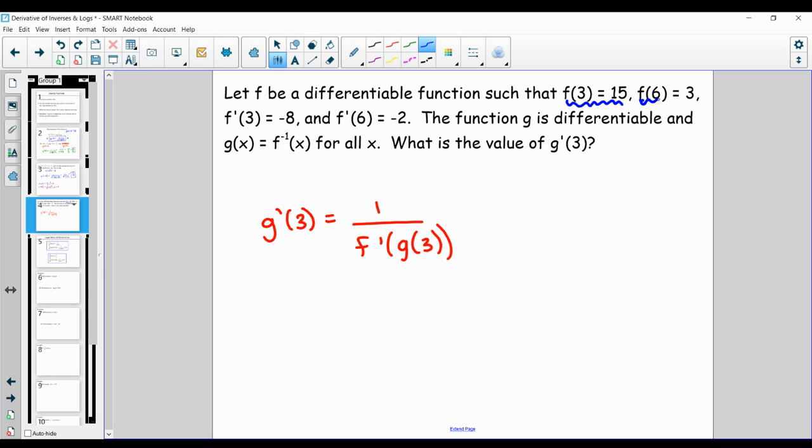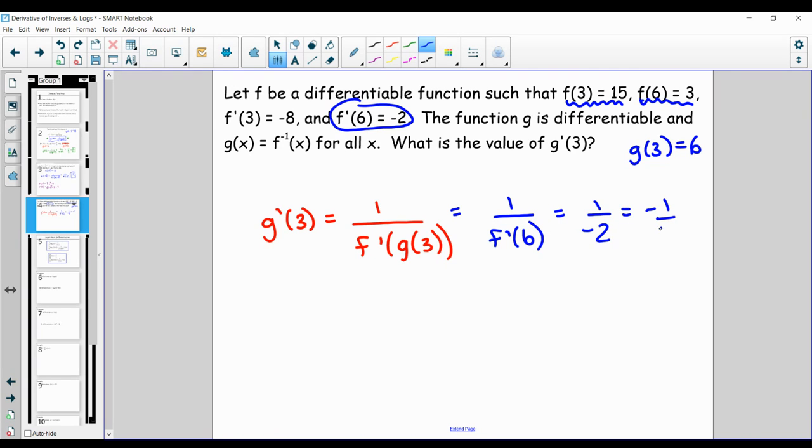So now I'm going to look at the next piece. f of 6 equals 3. So that means g of 3 is equal to 6, right? So I know g of 3 is 6. So I get 1 over f prime of 6. And f prime of 6, they tell me up here, is equal to negative 2. So I get 1 over negative 2, which is just negative 1/2.